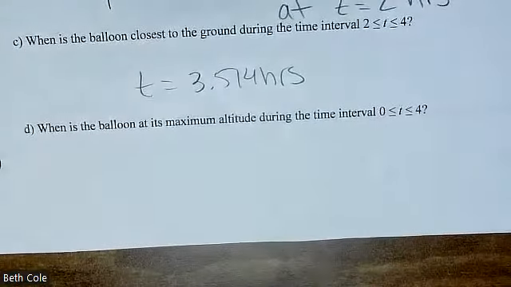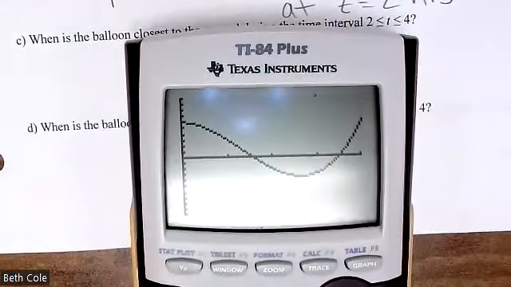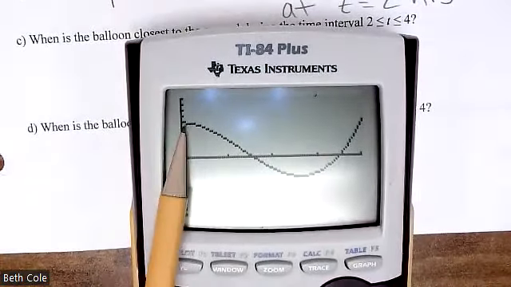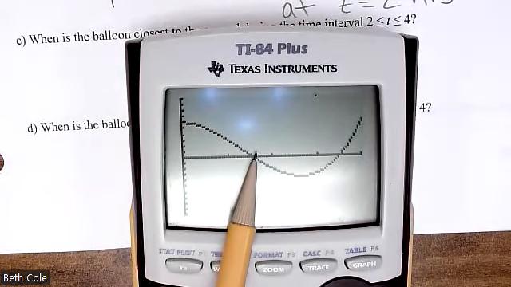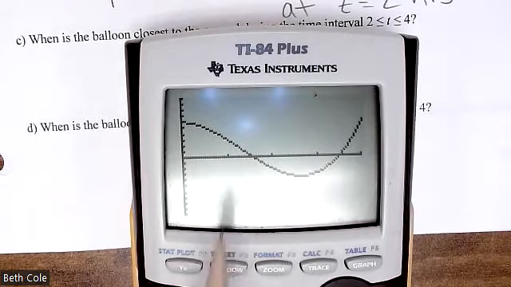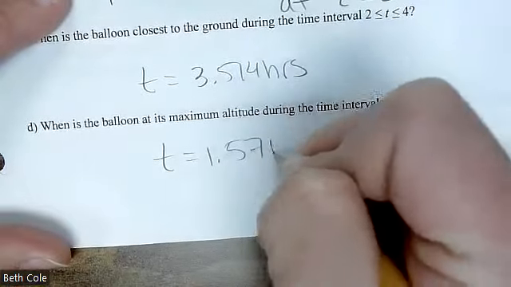And then when is it at its maximum? Look, it starts on the ground and it does what? Goes up. So it's at the maximum when it's finished moving up before it starts to go down again. So what time was that? Yeah, 1.571 hours.